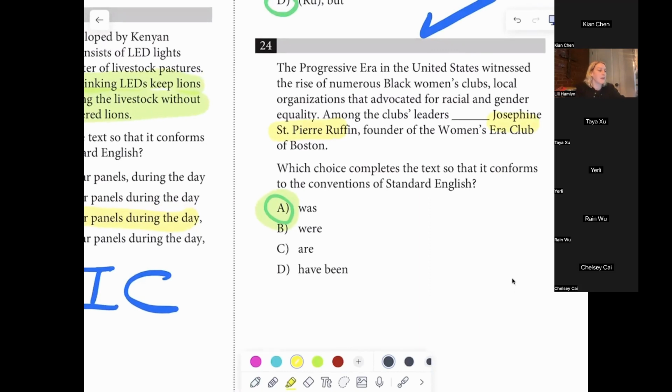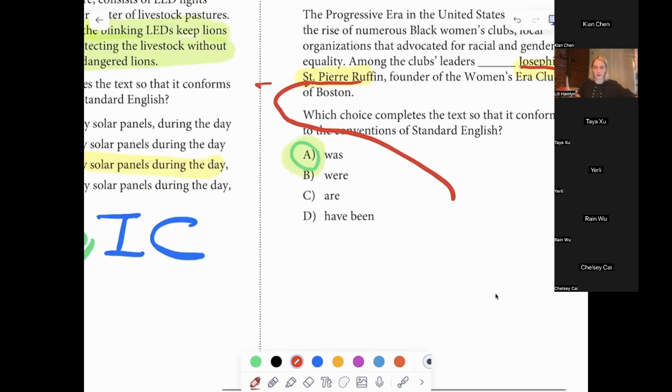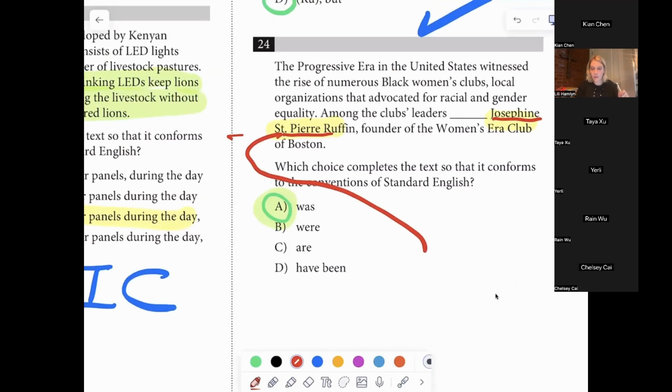And Josephine, among the club's leaders, was Josephine St. Pierre Raffin. That is singular. So it's only "was", one person. Okay, great. If it was like, among the club leaders were Josephine, Barbara, all these things. Yeah, because it's just one person, then it's that.